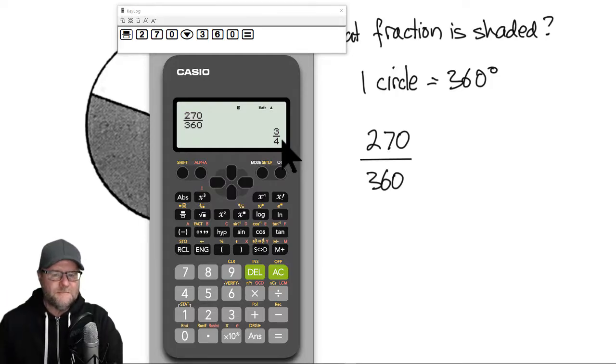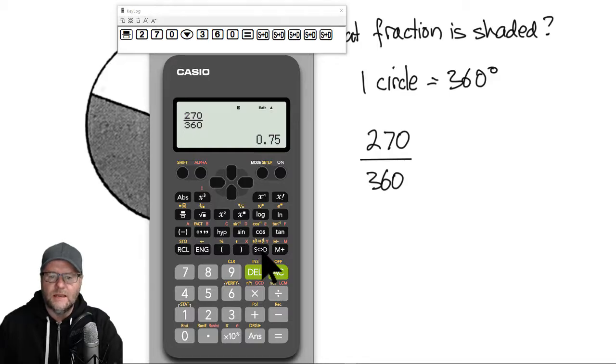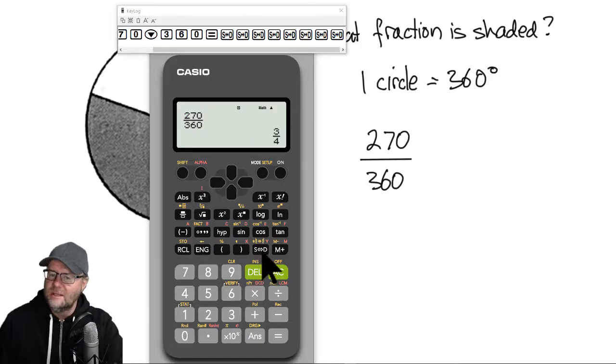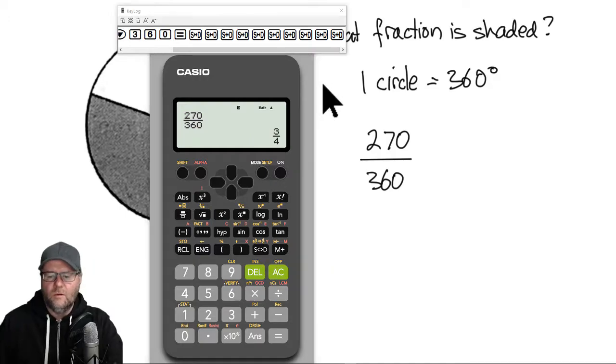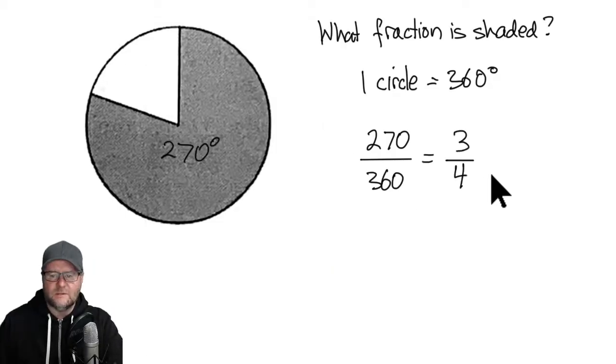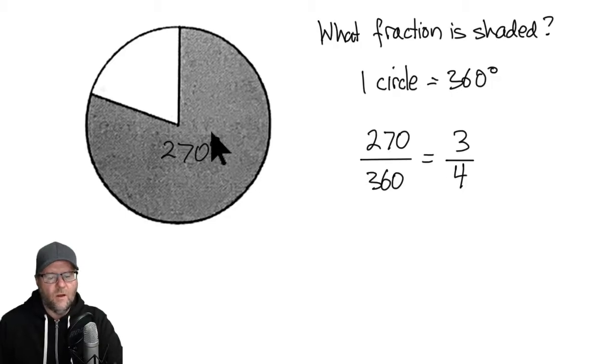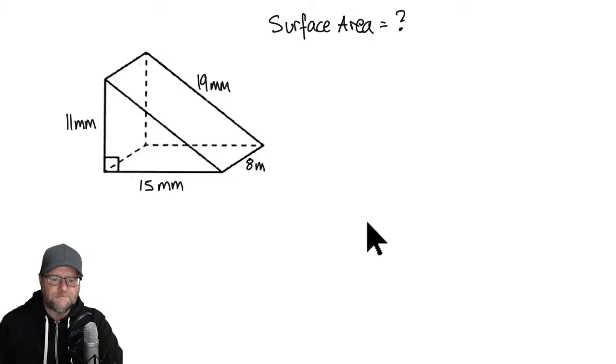Now, if for some reason your answer came up like this as a decimal, that's where you've got this little SD button, standard to decimal. Every time you click that, it will toggle between the decimal and the fraction. So I want 3/4. That is this written in its simplest form. 3/4 of that circle have been shaded.